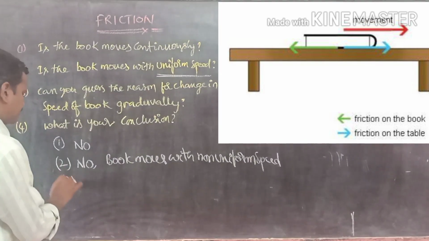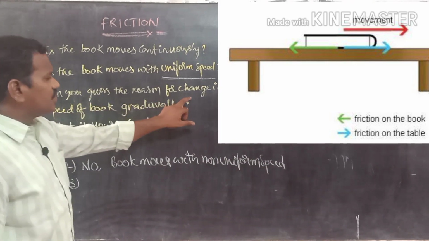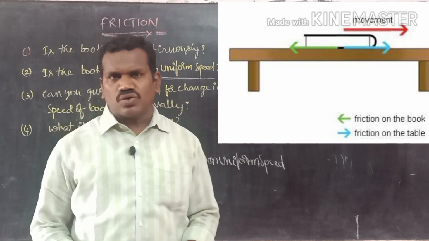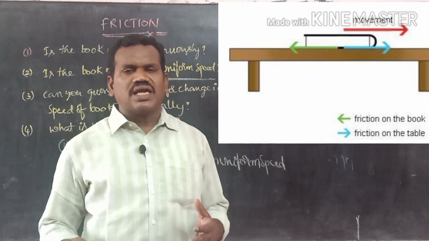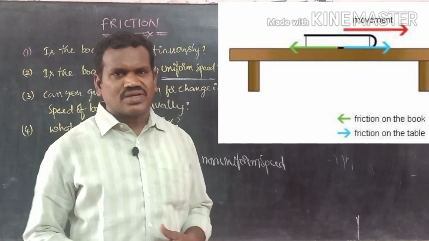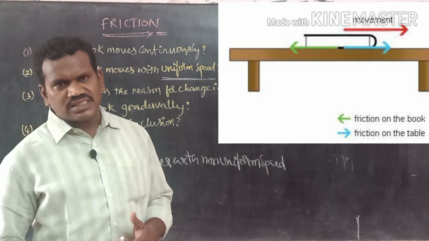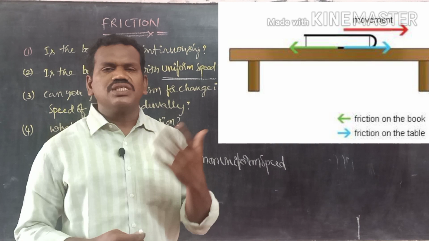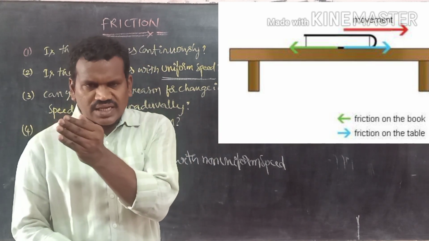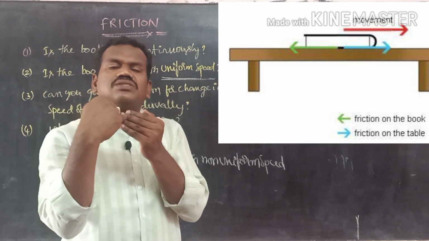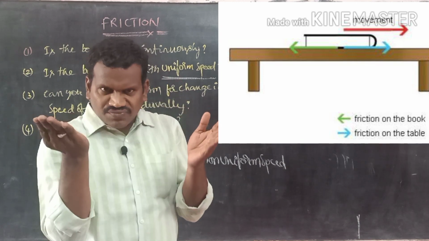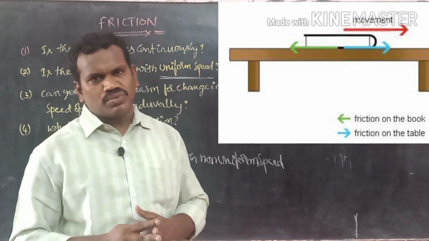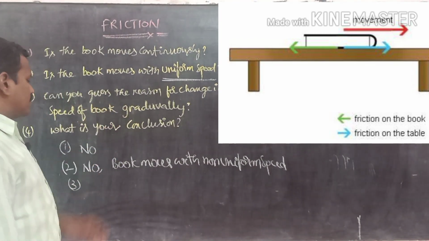Now, coming to the third question. What is the third question? Can you guess the reason for the change in the speed of the book gradually? This means at the very beginning, the speed of the book is more. As the time interval increases, the speed of the book gradually decreases. Means there is a change in the speed. What is the reason for that? If you guess, the guess is the table is applying some opposing force on the book against its speed. Means the book is moving in one direction, and in the opposite direction, the table is also applying some force. Means between the surface of the book and the surface of the table, another force is acting which resists the speed of the book. That is the answer for that third question.